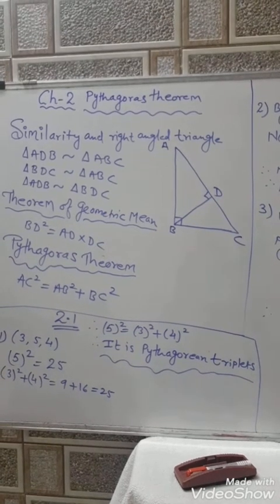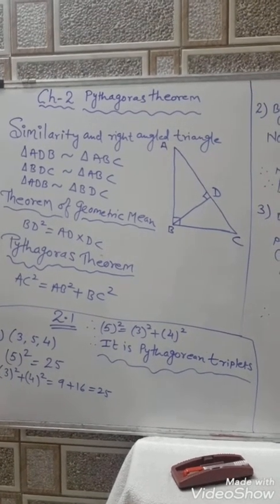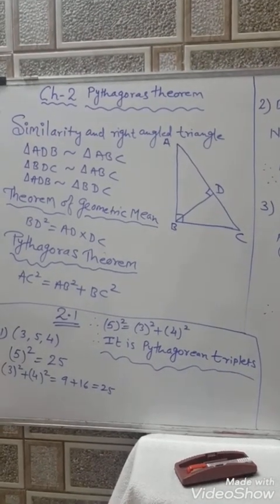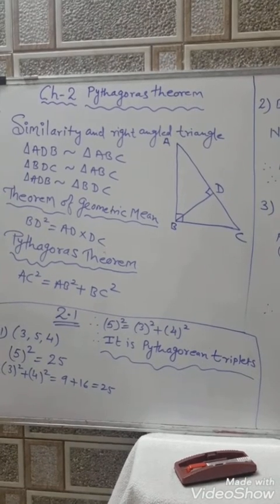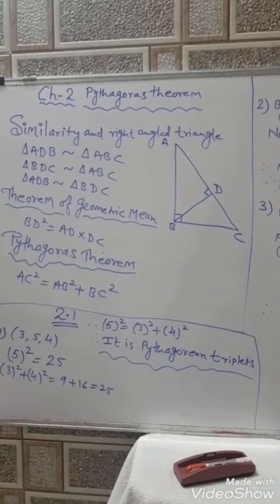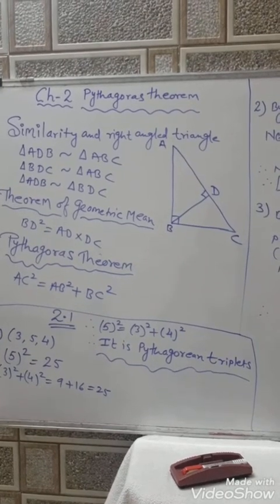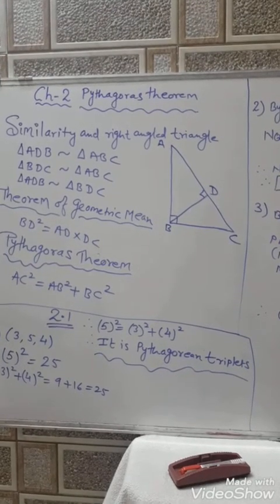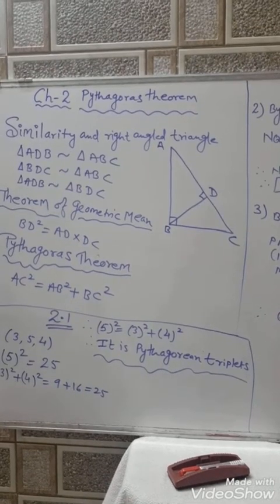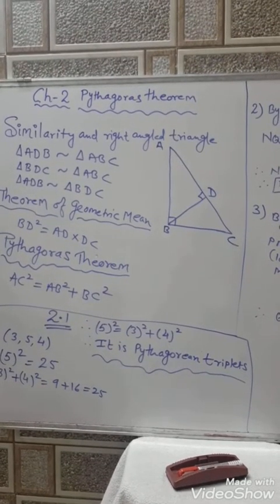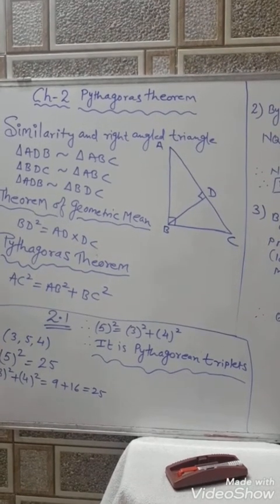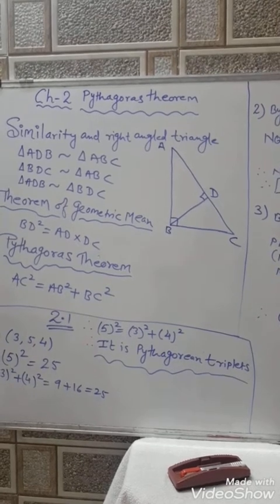Chapter 2, Pythagoras Theorem. By the name of Pythagoras Theorem, we all are familiar with this theorem. Because in 7th standard, in 8th standard, in 9th, now in 10th, most of the places we use this theorem. But how to form? The hypotenuse square equals the sum of the squares of the other two sides. That is important. The proof of the theorem we are going to see in chapter number 2.